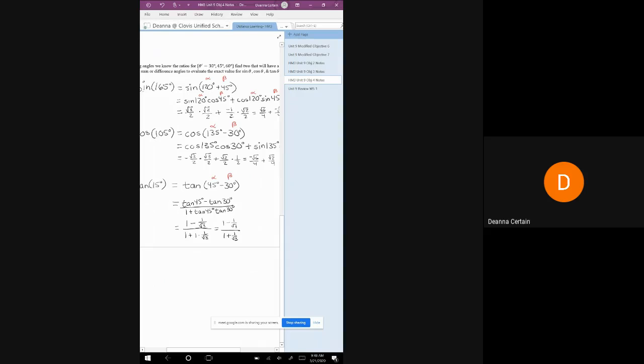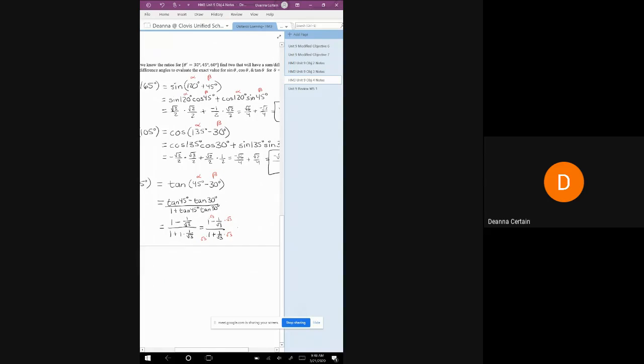And then to clear that fraction, we would be multiplying everything by root 3, to clear those extra denominators. On the top there, 1 times root 3 is root 3. The root 3's cancel in the second term, giving me minus 1. Over, 1 times root 3 is root 3. The root 3's cancel, giving me plus 1. And you've got your answer.